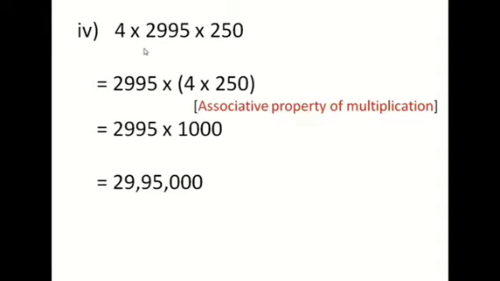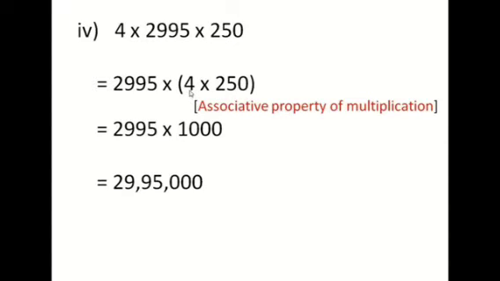Question number 4, 4 into 2995 into 250. Here if you check the grouping, 4 into 2995, 5 fours are 20, it is giving you units place as 0. If you go for 4 and 250, there also the units place is 0, but 4 into 250 is a better grouping. So please try both ways and go for the best one. As I told earlier, here 2995 you keep aside and group 4 and 250 together.